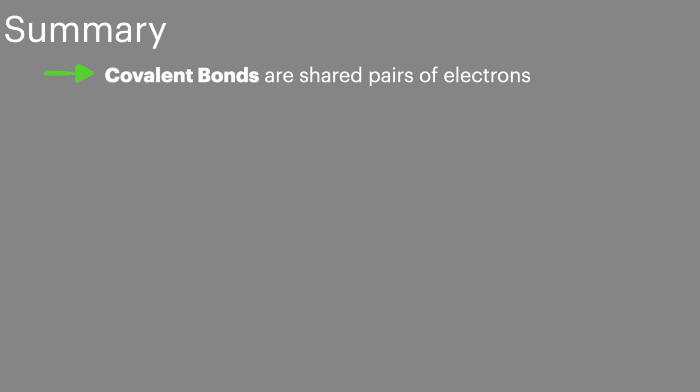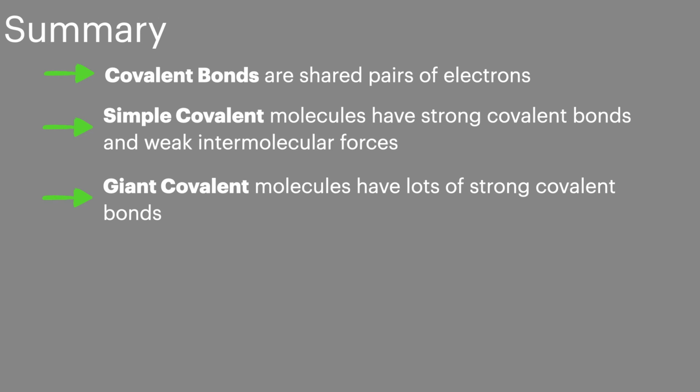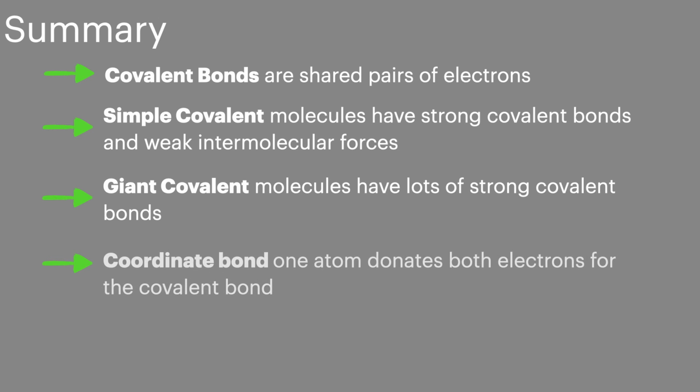So to summarise this episode then, covalent bonds are shared pairs of electrons. Simple covalent molecules have strong covalent bonds but weak intermolecular forces. Giant covalent molecules have lots of strong covalent bonds. And a coordinate bond is where one atom donates both electrons required to form that covalent bond.